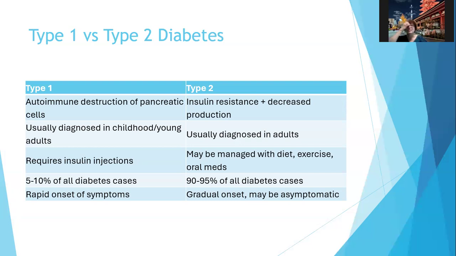Type 2 diabetes is decreased insulin production, even though your body still makes insulin, and insulin resistance. So maybe there aren't as many receptors on the cells. Your body's not as responsive to insulin. It's usually diagnosed in adults, older adults particularly. Type 2 diabetes initially may be managed with diet, exercise, and oral medications. 90 to 95% of all diabetes cases are type 2. It's a gradual onset and it may be asymptomatic in the early stages.